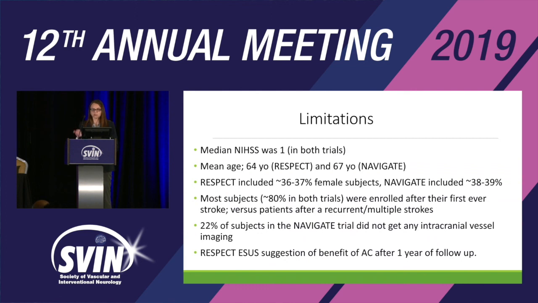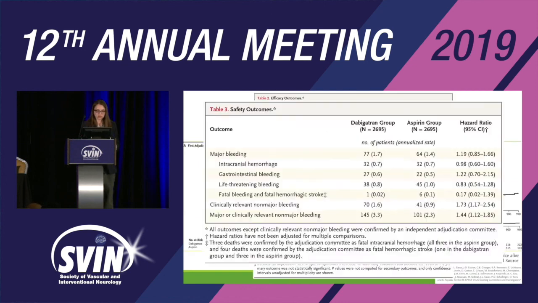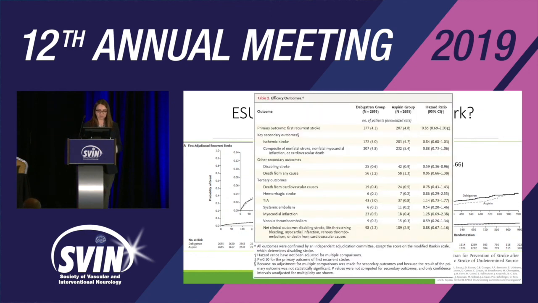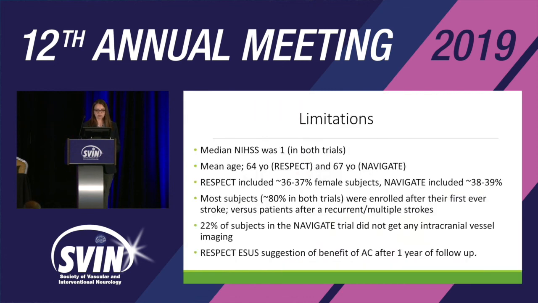And if you remember the graphs, I'll go back actually. In the RESPECT ESUS, when they did a post-hoc analysis, the dabigatran group, let me go back here. As you could see, after 1 year, there was a suggestion that the dabigatran group did benefit, but this was sort of later on in follow-up after 1 year's time. So, are these patients something that we would encounter in the real world? Do these really reflect patients that we see?